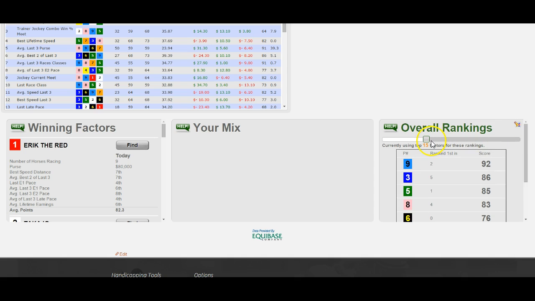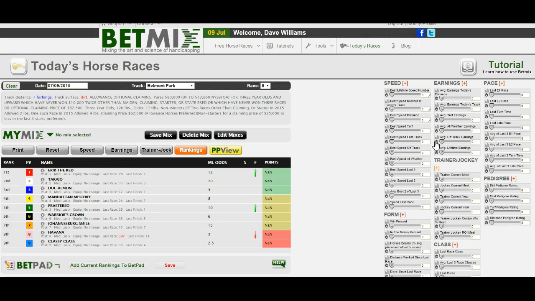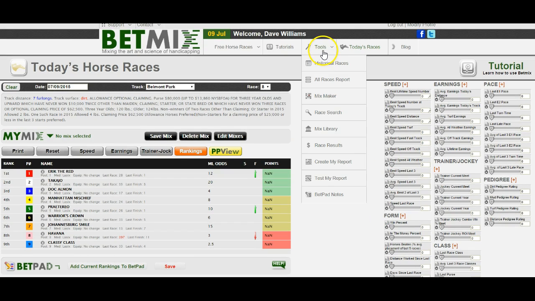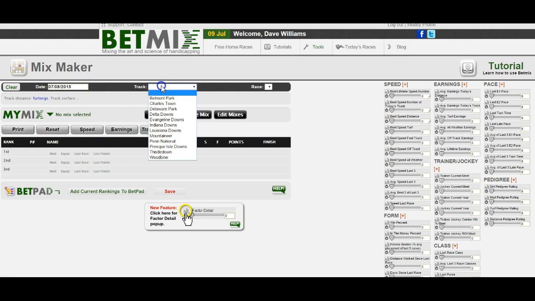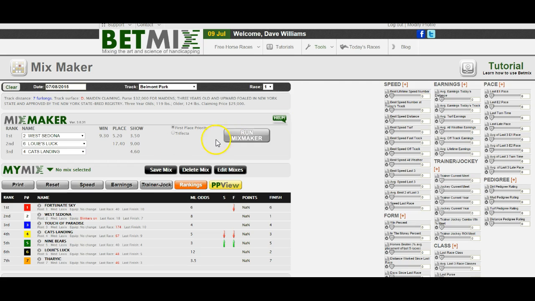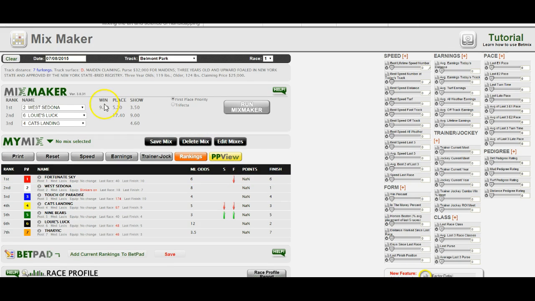And you'll find as you play with this, and kind of the easiest way to get a feel for it, if you go to Mixmaker, go to Tools and then Mixmaker, and pick a date, we'll pick the 8th, and we'll pick Belmont, and we'll pick race 1 just to start off here. And I'm picking a day that's already run so I can see the results. So in this race we know that the 2 won.